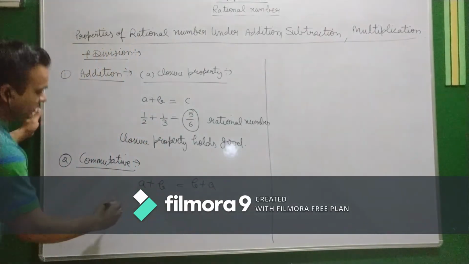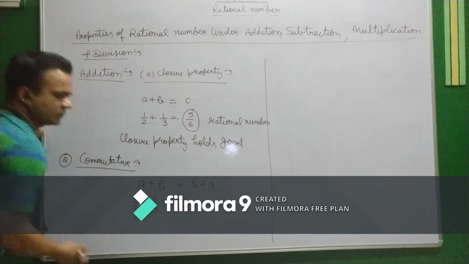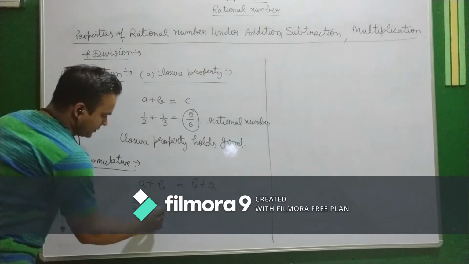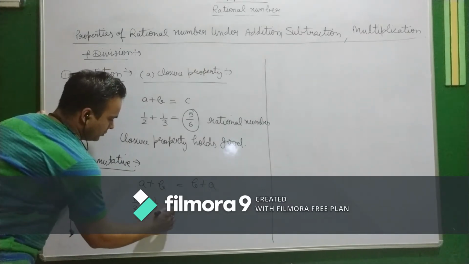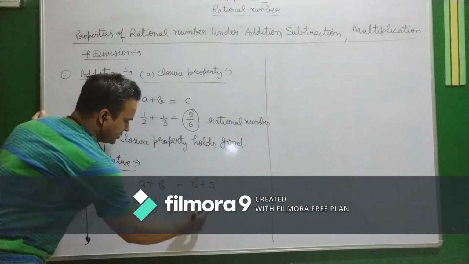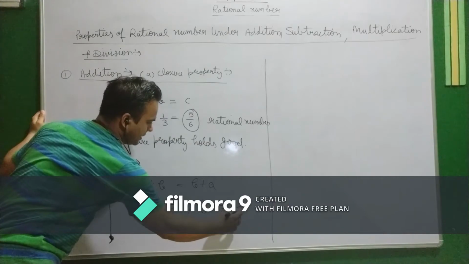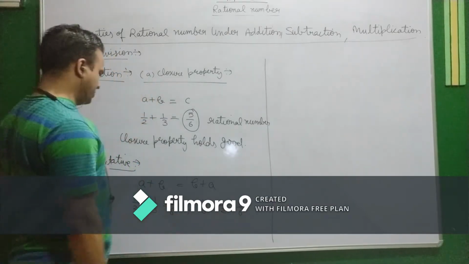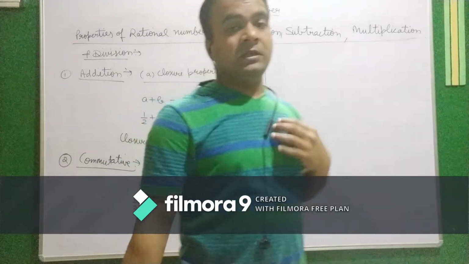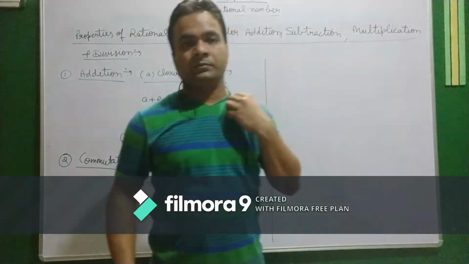Definitely, if you put in any example here, 1/2 plus 1/3, I am taking the previous one, you will get 5/6. And on the right hand side, suppose I take 1/3 first and 1/2 here, again I will get 5/6. So again we can say that the commutative property holds good. Right.